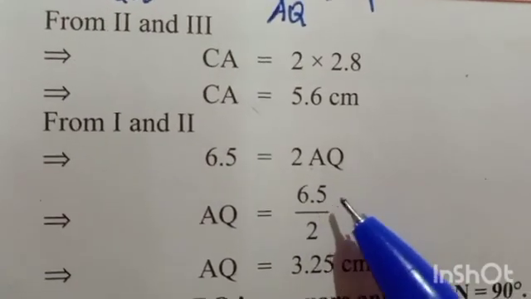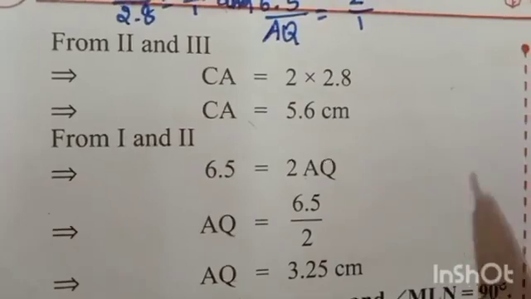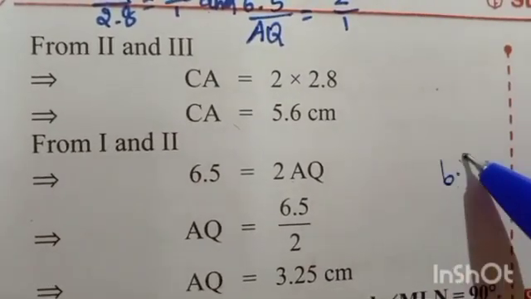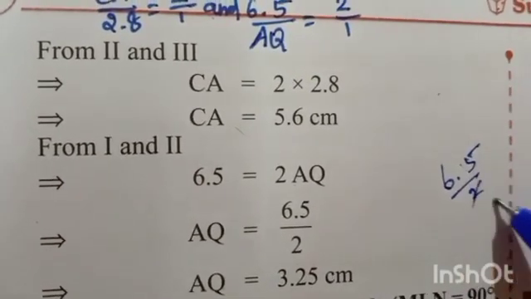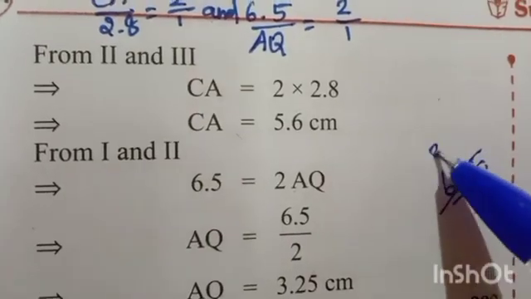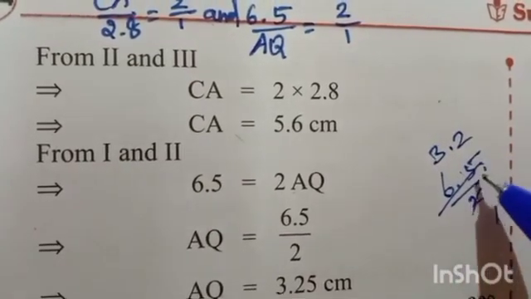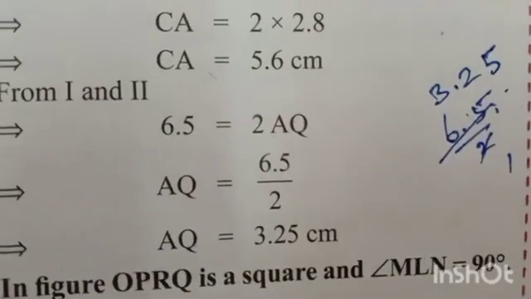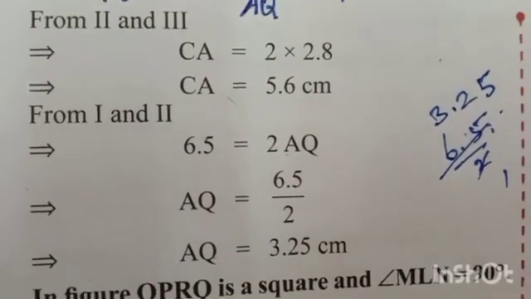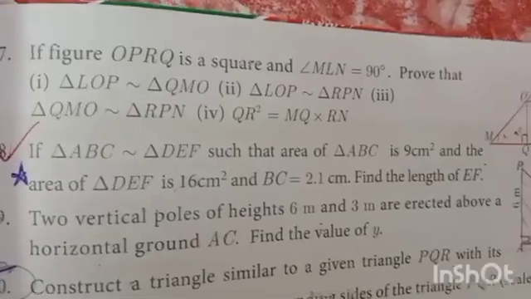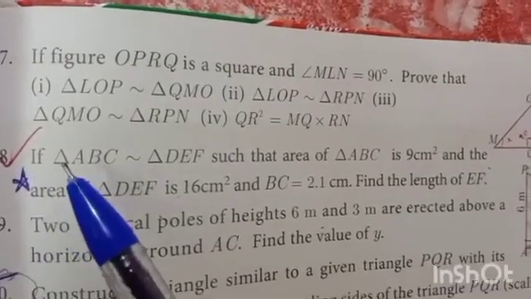For this division, do you have any doubt? Division, 6.5 by 2. 1 2 is 2, 3 2s are 6, 2 2s are 4, balance 1, 5 2s are 10. Okay students, 3.25 centimeter. Students, now the 8th problem, it is an important 2 mark question.